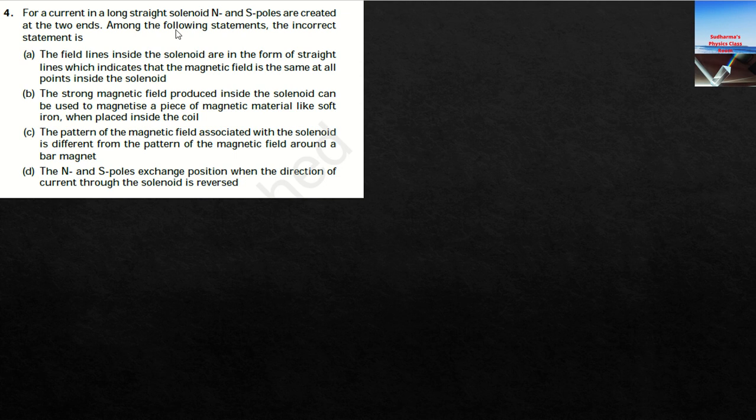Question number 4. For a current in a long straight solenoid, north and south poles are created at the two ends. Among the following statements, the incorrect statement is: the field lines inside the solenoid are in the form of a straight line, which indicates the magnetic field is same at all the points inside the solenoid. That is true. The strong magnetic field produced inside the solenoid can be used to magnetize a piece of magnetic material like soft iron when placed inside the coil. That is true. The pattern of magnetic field associated with the solenoid is different from the pattern of the magnetic field around a bar magnet. This is incorrect because it is similar to that of a bar magnet. So the option C is the correct answer there, and it is a wrong option, right?